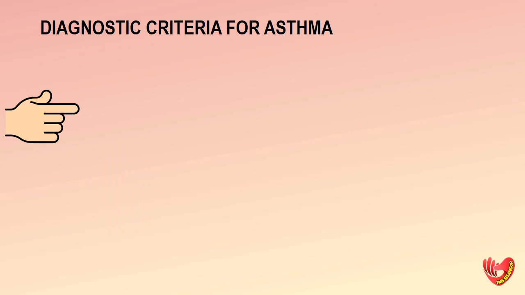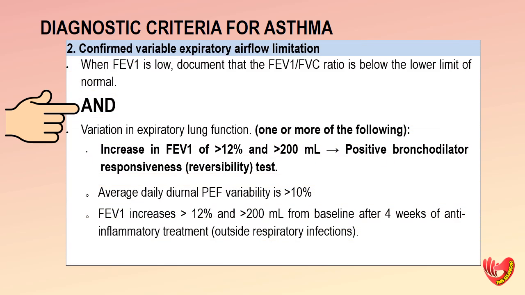Secondly, confirm variable expiratory airflow limitation. When FEV1 is low, document that the FEV1 over FVC ratio is below the lower limit of normal, and variation in expiratory lung function, one or more of the following: an increase in FEV1 of more than 12% and more than 200 ml shows a positive bronchodilator responsiveness reversibility test. Average daily diurnal PEF variability is more than 10%. FEV1 increases more than 12% and more than 200 ml from baseline after 4 weeks of anti-inflammatory treatment, outside respiratory infections.